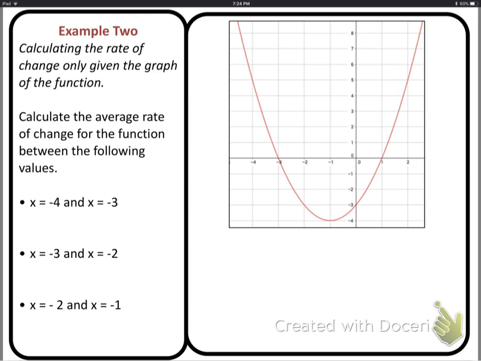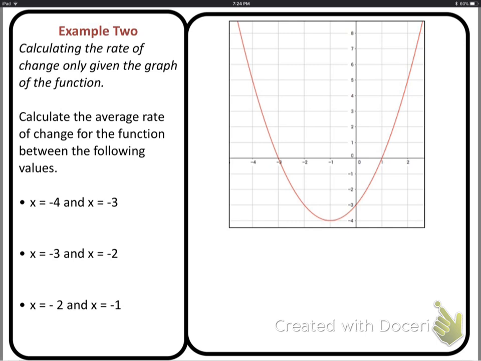Now going on to example 2. This time we're not given a function, we're given a graph. We're only given the graph of the function, but we still have enough information to find our rates of change. And I think this one's quite a bit easier.